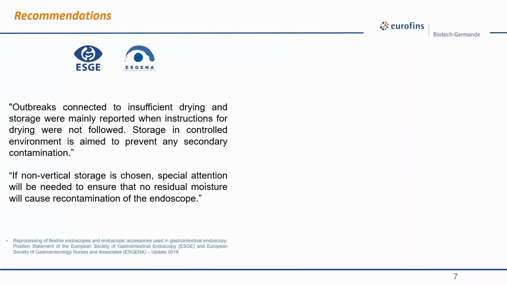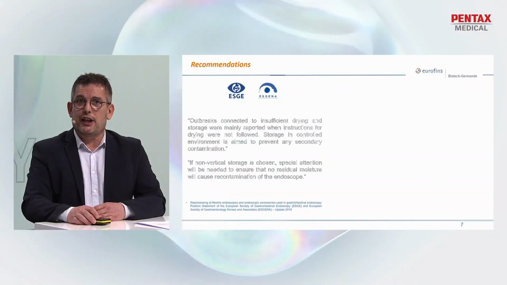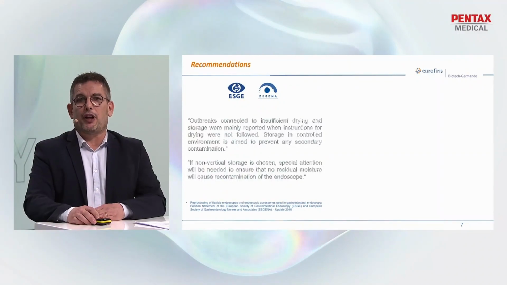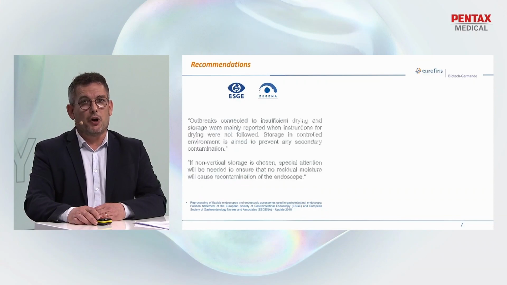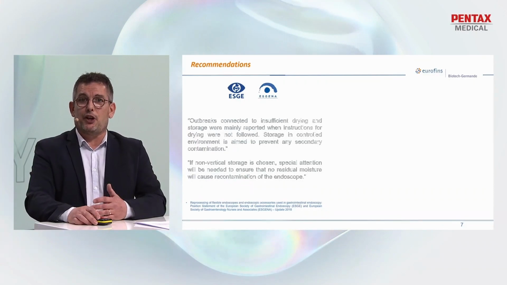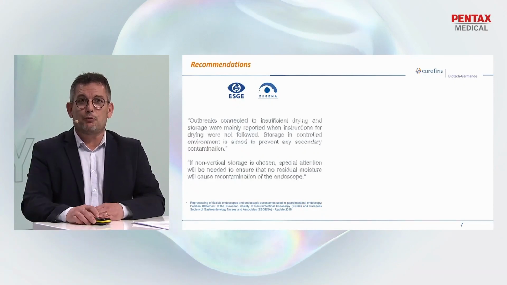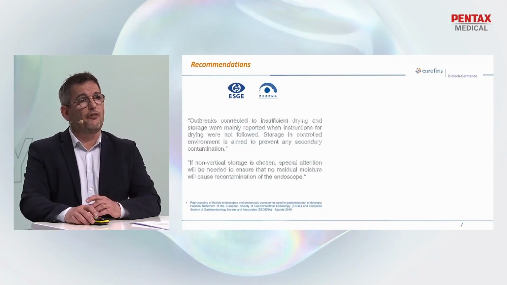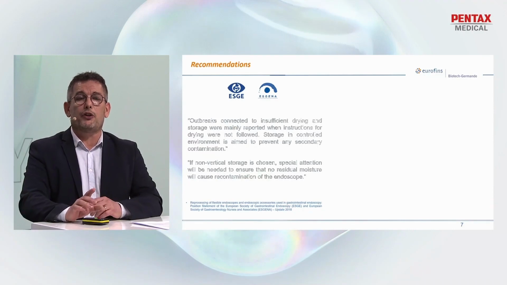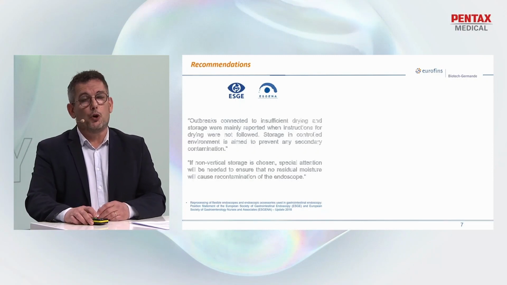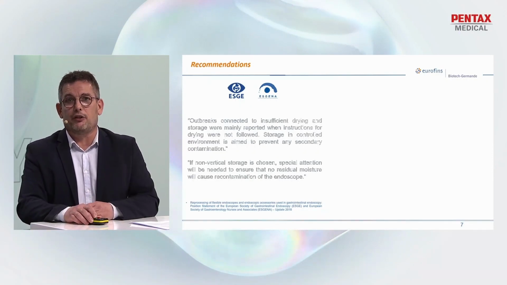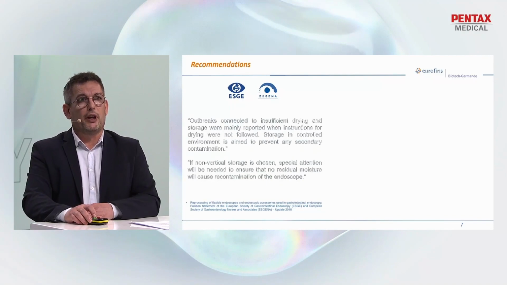This is the case for the European guideline, the ESGE guideline published in 2018, where the experts clearly highlight the fact that drying is a key aspect and that contamination of the endoscope occurs when the drying is not perfectly done after the reprocessing. They also insist on the fact that if a non-vertical storage is chosen, special attention will be needed to ensure that no residual moisture will cause recontamination of the endoscope. This is a very important thing.